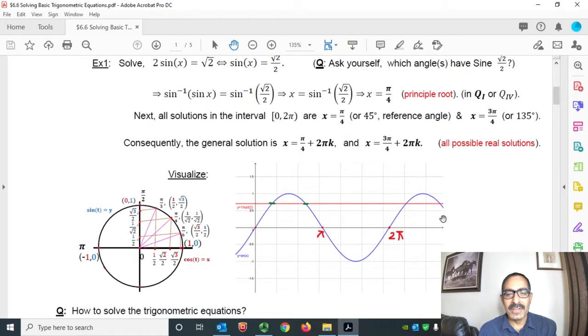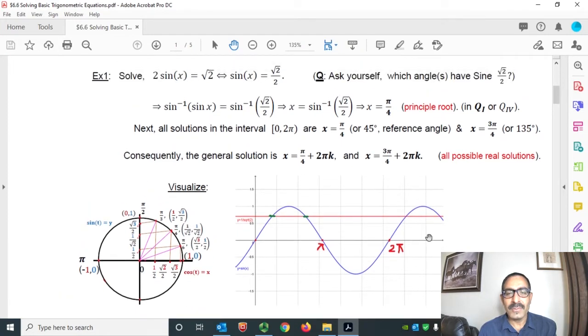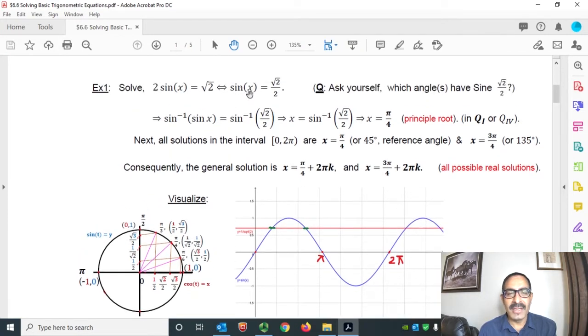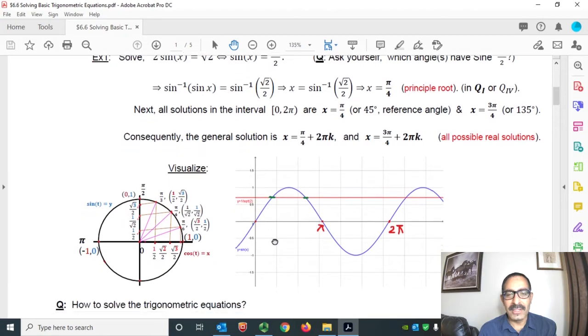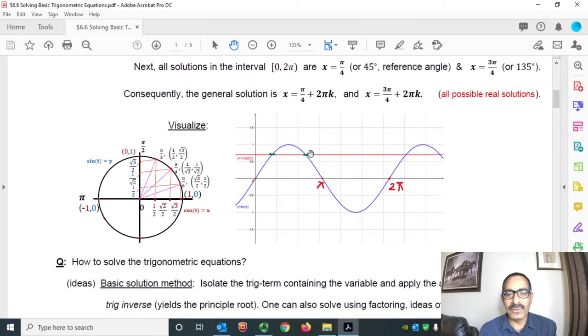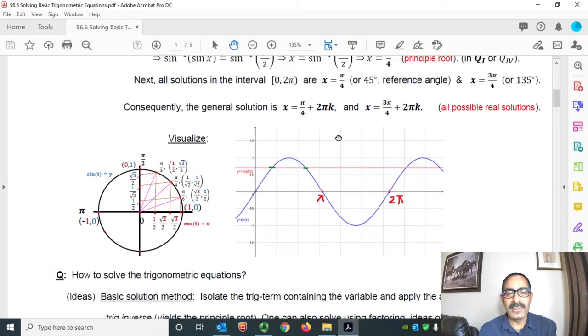Let me talk about the visualization here. Here we are solving sine x equals radical 2 over 2. By the way, radical 2 over 2 is 1 over radical 2. Now I graph two functions. One is y equals sine x. Let me show this one. This is y equals sine x. And another graph I drew here is y equals 1 over radical 2. This is a line.